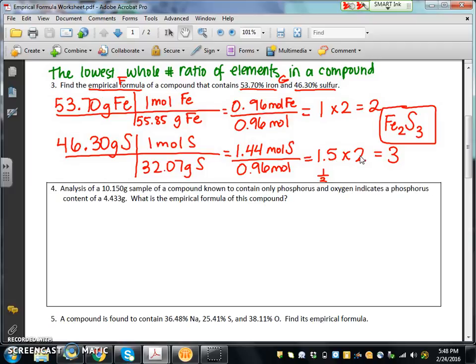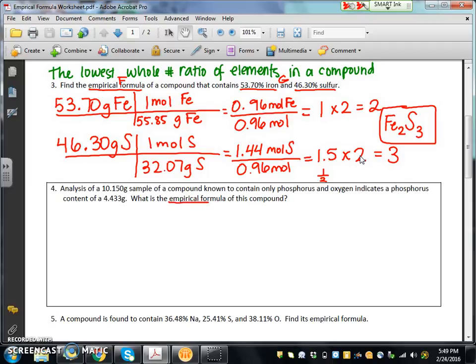Let's try problem number 4. Problem number 4 says an analysis of a 10.150 gram sample of a compound known to contain only phosphorus and oxygen indicates a phosphorus content of 4.433 grams. What is the empirical formula of this compound?